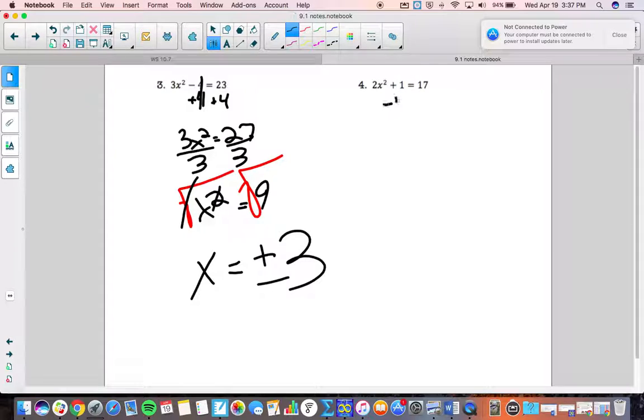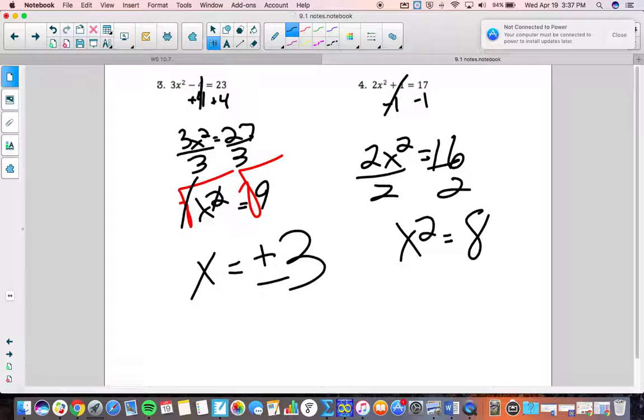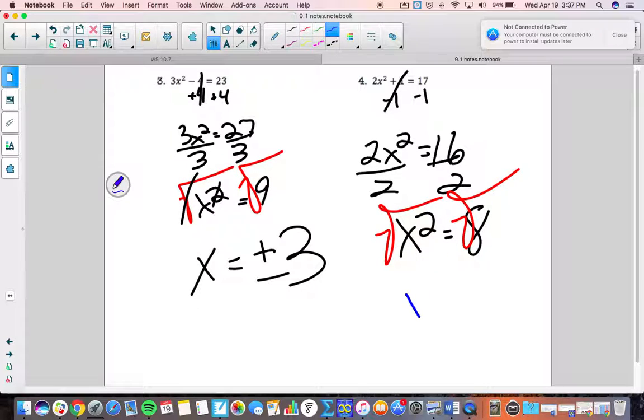Undo addition or subtraction first. So we get 2x squared equals 16. Undo multiplication next. So we get x squared equals 8. So what is x? Square root. So we get x equals, then you'll have to use your calculator here to square root 8.